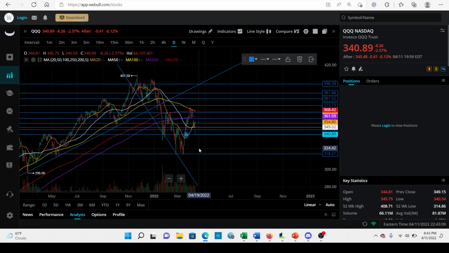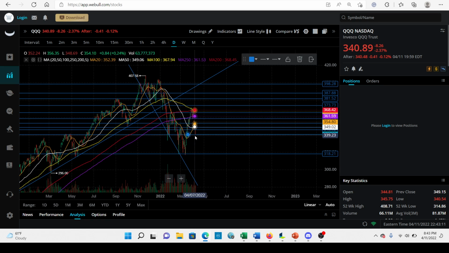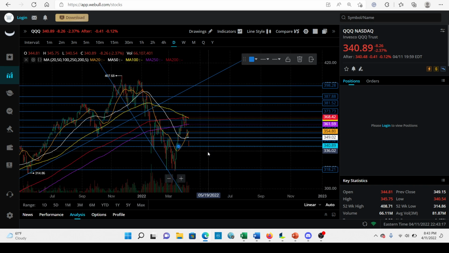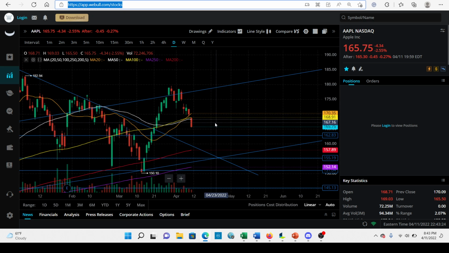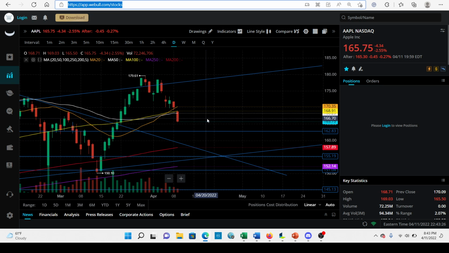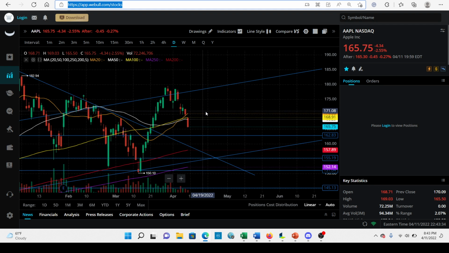So let me just zoom out. There's not a whole lot of support. So if we lose this area, I mean, everything between here and here is free game. So that's for you. And let's look at Apple. So Apple hasn't really left that many gaps in the chart. So it's nothing like QQQ.